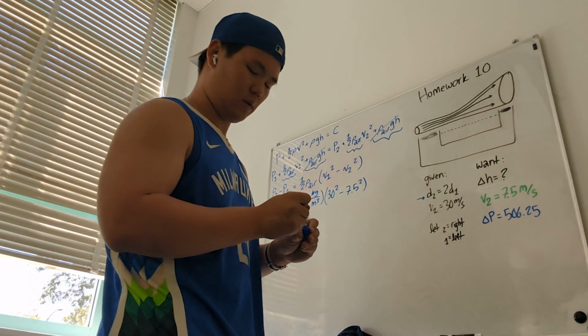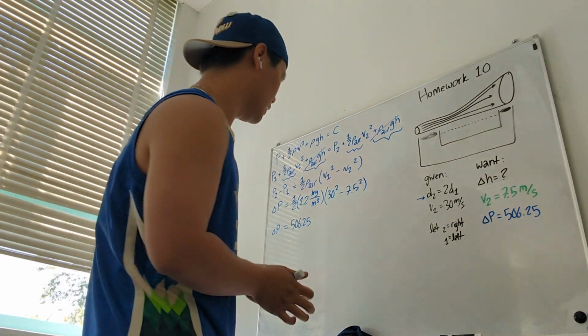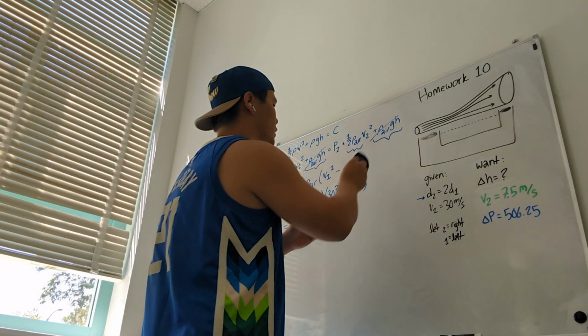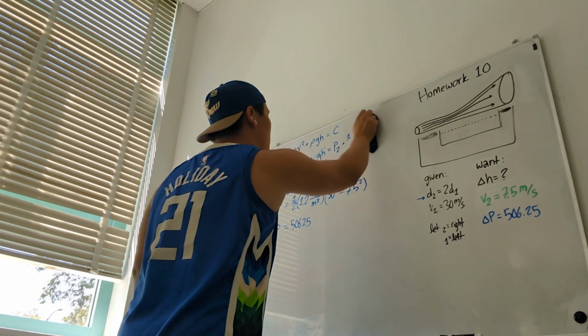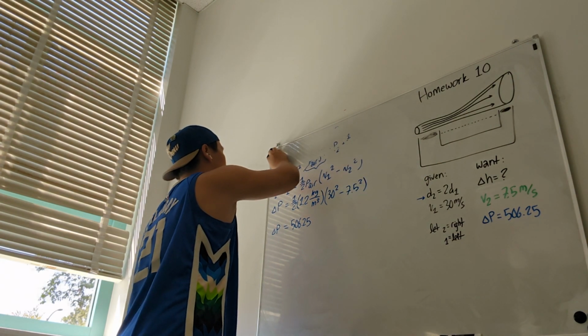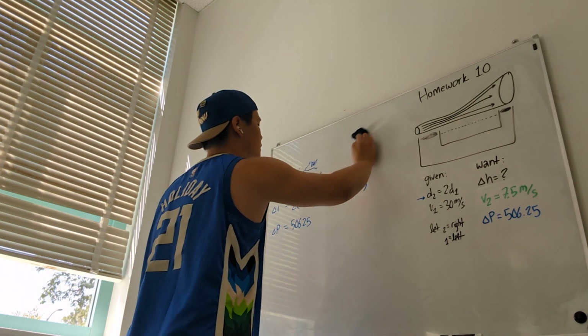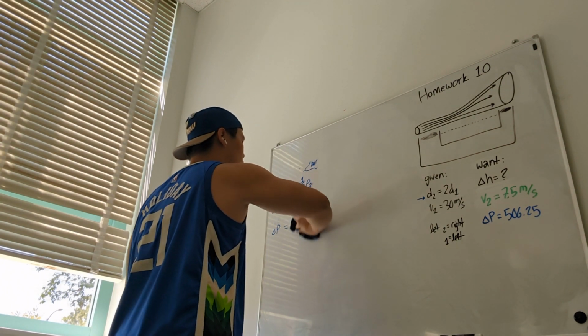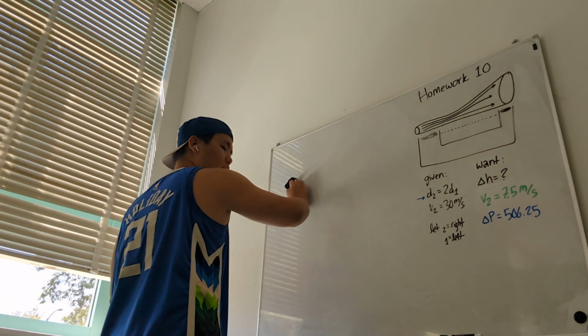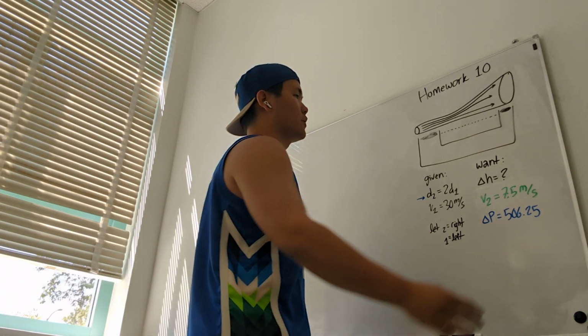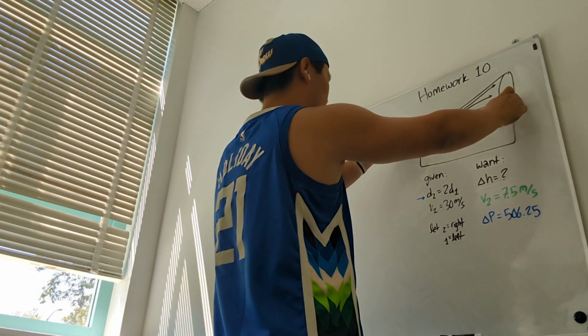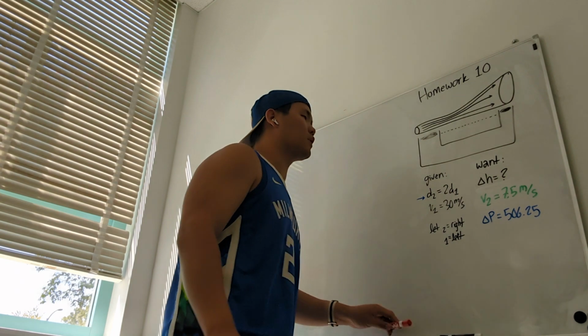Okay. Great, so now let's consider the situation we're working with. This tells us that the difference in pressure between the right and the left is 506.25, which means the pressure here is 506.25 greater than here. So what happens when we turn off the air?